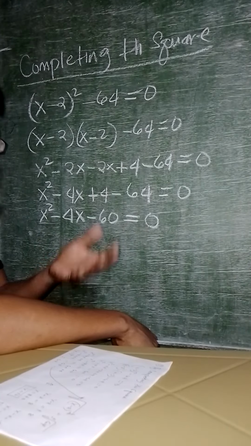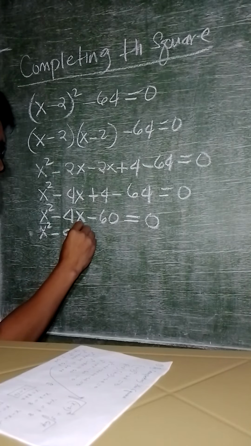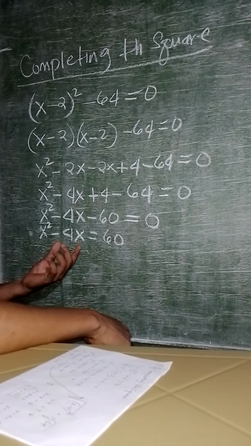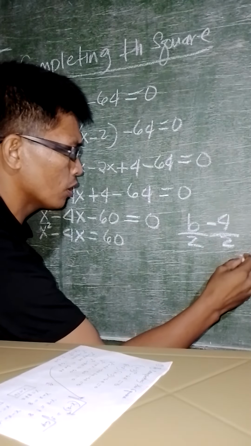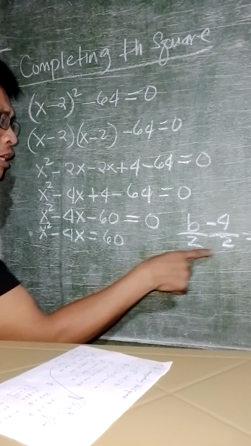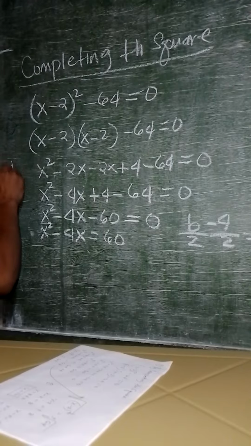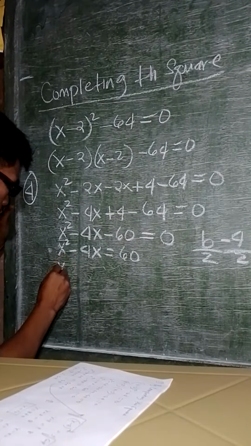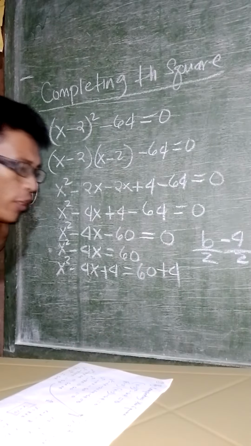Let us apply the first step. Change the standard form to non-standard form. Magiging x squared minus 4x, negative 60 will become positive 60. Then, let us get the half of negative 4. The half of negative 4 is negative 2. Then i-square po natin yung half. Get the half, then square the half, magiging positive 4 po siya. Kung meron na tayong positive 4, itong positive 4 na ito, ang idadagdag natin, i-add natin both sides. So, x squared minus 4x plus 4 is equal to 60 plus 4. Okay?